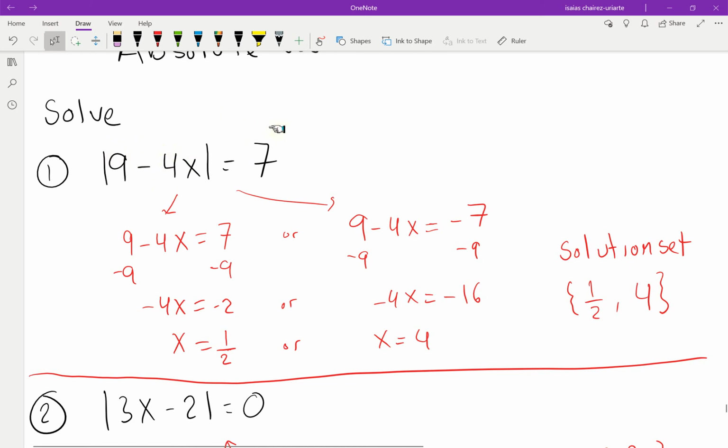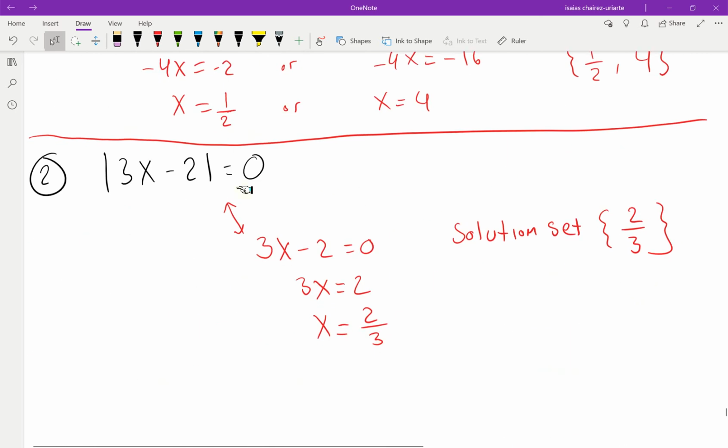to 7. And think about the graph of 7. 7 is just a horizontal line. So right now what you're asking yourself is, when does the graph of this V intercept the graph of this horizontal line? And it turns out that the intersection happens at 1/2 and at 4.